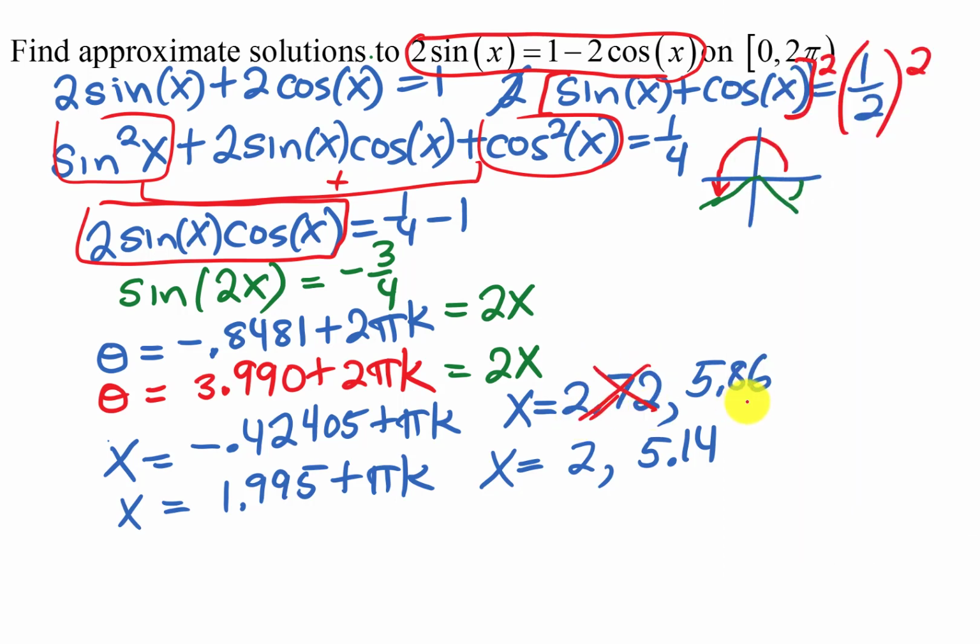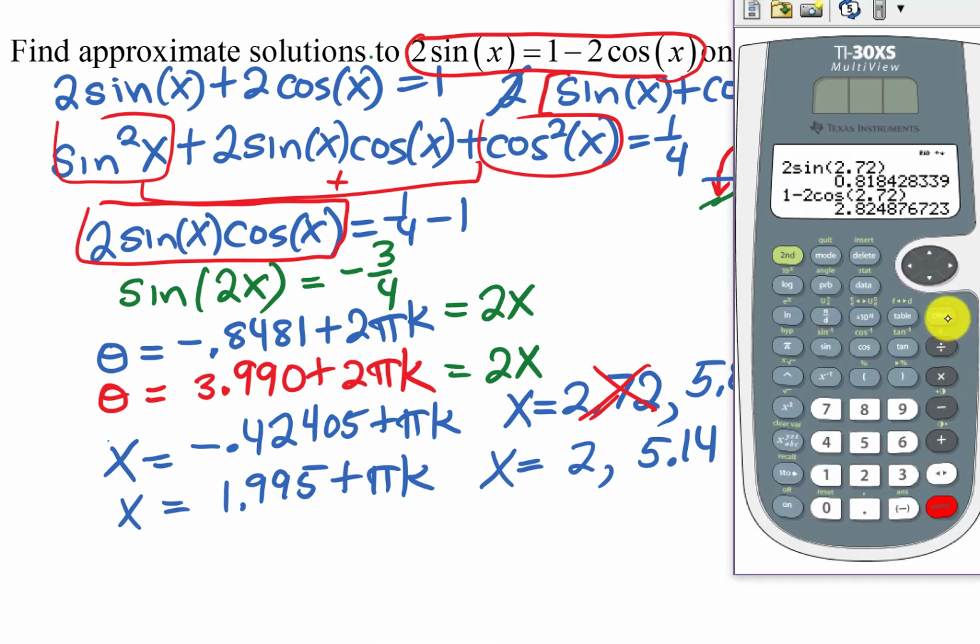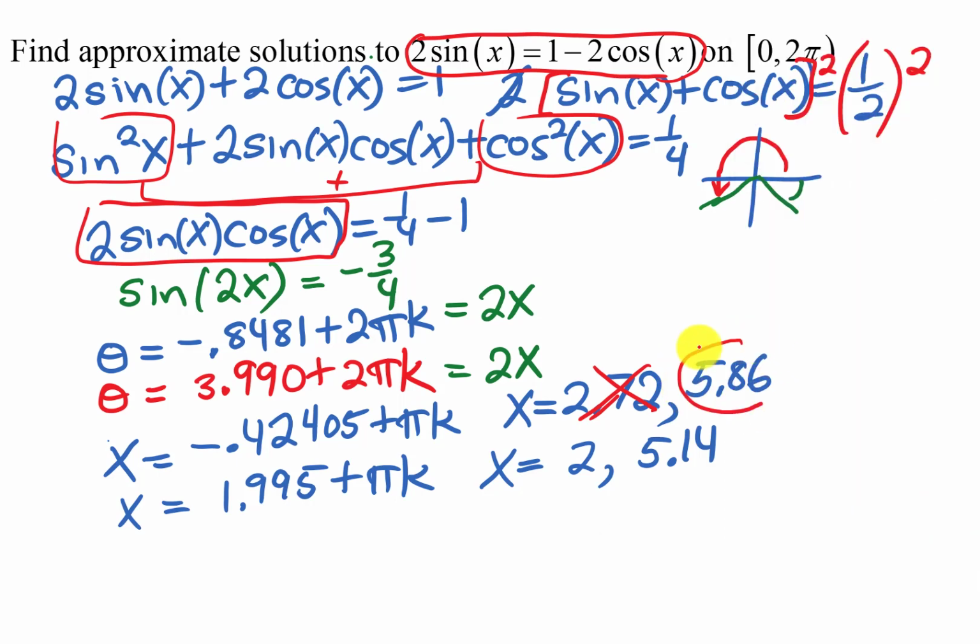Now let's try 5.86. So the first thing I want to do is 2 sine of 5.86, and I get that answer. Then I'm going to do 1 minus 2 cosine of 5.86, and rounded to 2 decimal places, I get the same answer. So this one is good. 5.86 is one of my answers.